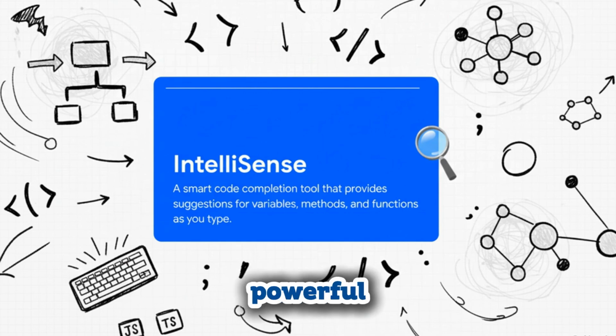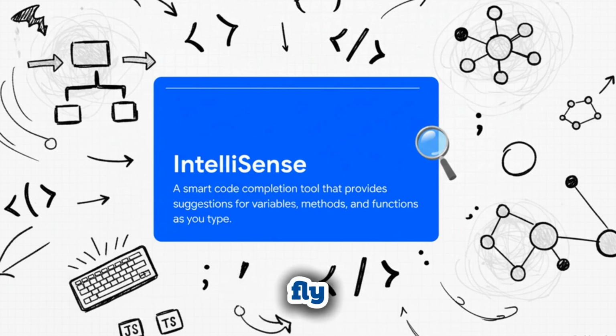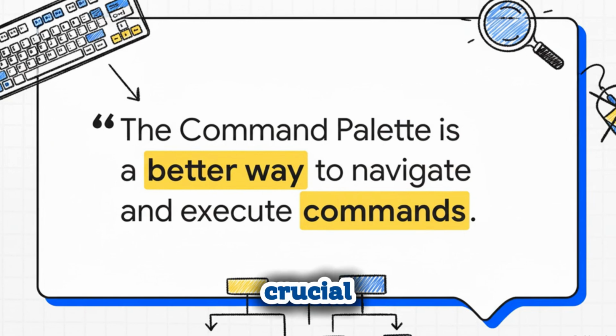It's incredibly powerful, especially for languages like JavaScript and TypeScript, and it helps you avoid typos and remember complex syntax on the fly. Now, this next tool is crucial for really mastering VS Code, the command palette. You can open it with Shift-Command-P on a Mac or Shift-Control-P on Windows. From this one little search bar, you can access literally any command in the entire editor just by typing. You almost never have to touch your mouse or dig through menus again.